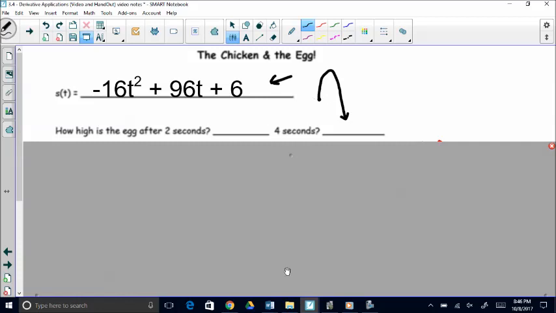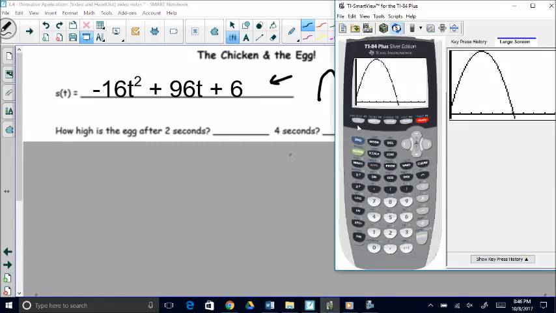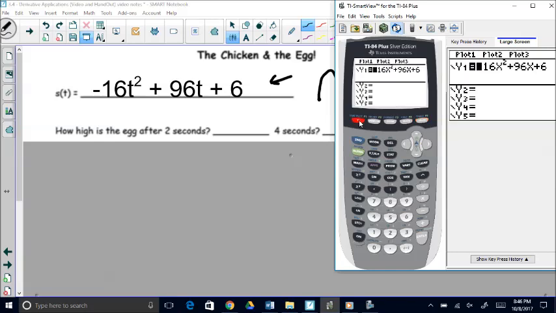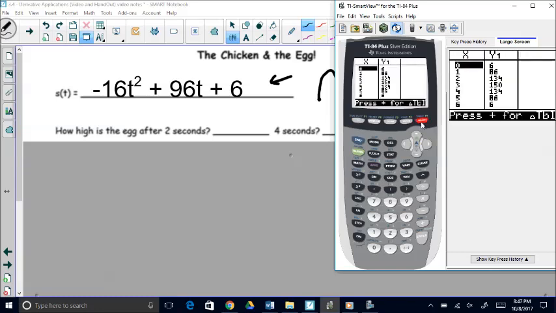So before we do anything else, let's go ahead and plug this into our calculator. So look at y equals, it's magically there. And then I looked at my table to see what kind of values I needed. And if you notice, this one's getting really, really tall. The y value goes all the way up to 150. And we can see that it's going to land on the ground somewhere between 6 and 7 feet.